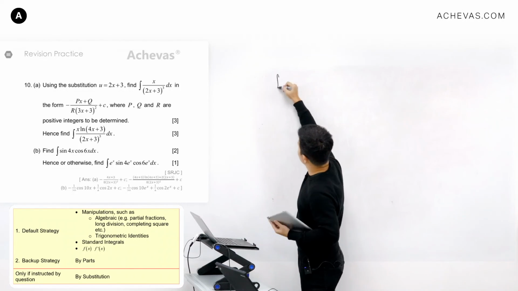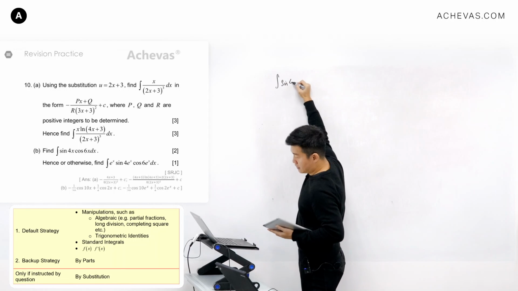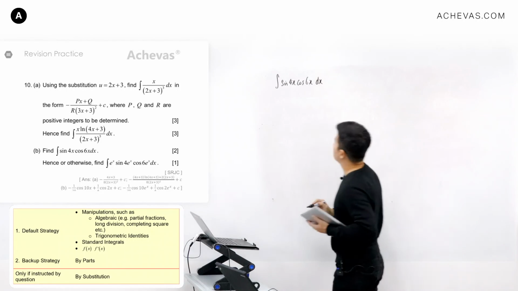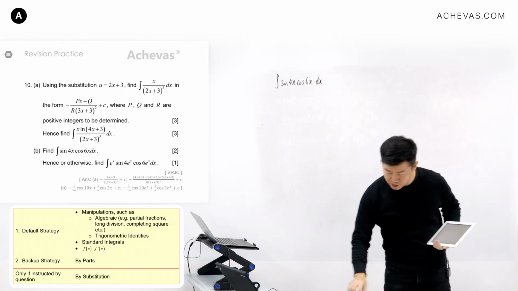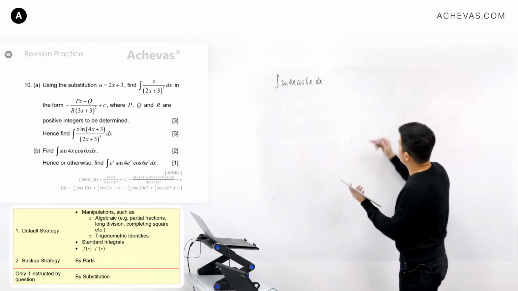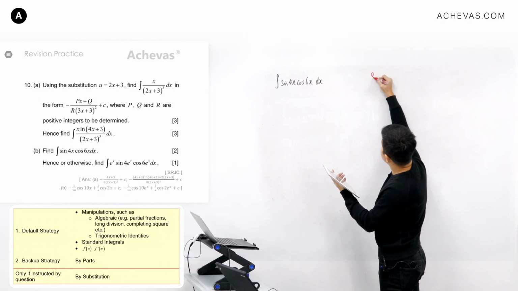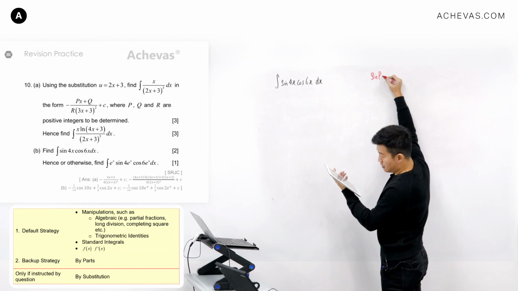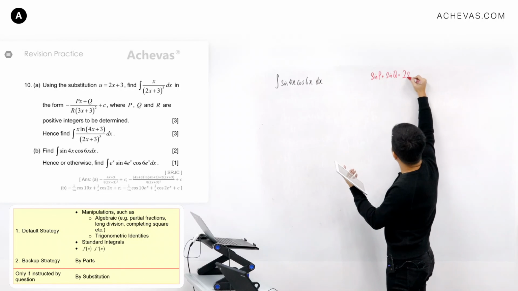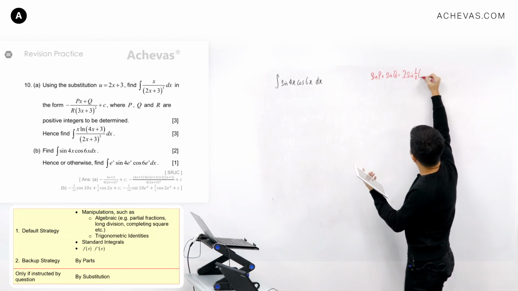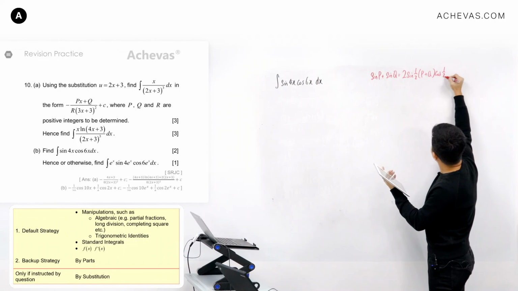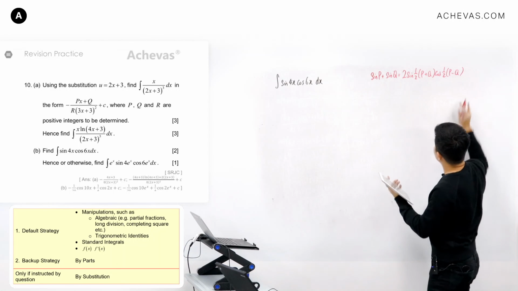We are supposed to integrate sine 4x cosine 6x dx. And the trigonometric identity that we will be using comes from my MF26, from my formula sheet. It is sine p plus sine q, this is equal to 2 sine of half of (p + q), then cosine of half of (p − q).